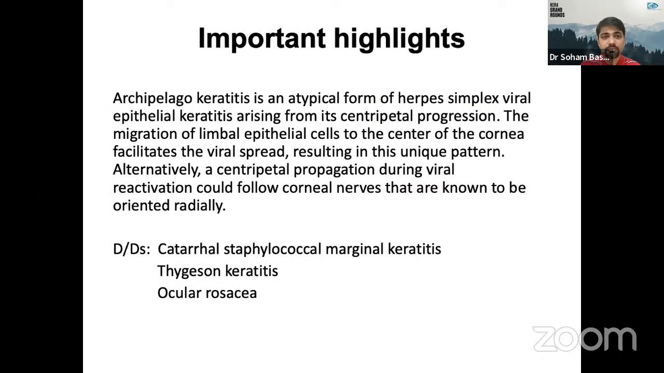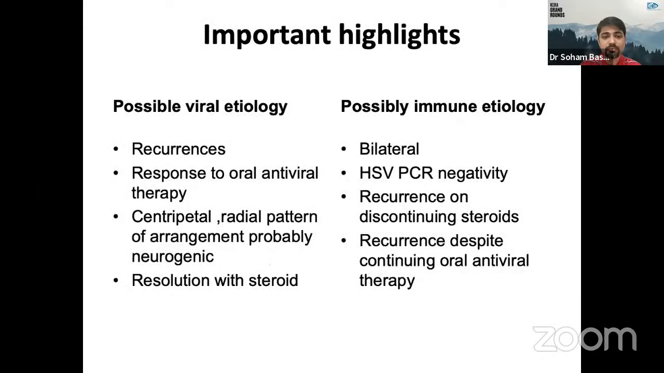Archipelago keratitis is an atypical form of herpes simplex viral keratitis. Migration of limbal epithelial cells or radial arrangement of nerve fibers could account for this classical pattern of centripetal arrangement. The differential diagnoses are staphylococcal marginal keratitis, Thygeson's keratitis, and ocular rosacea. Multiple recurrences, response to oral antiviral and steroid therapy, and centripetal nature of arrangement account for viral etiology, whereas bilaterality, PCR negativity, and recurrence on discontinuing steroids account for immune etiology.